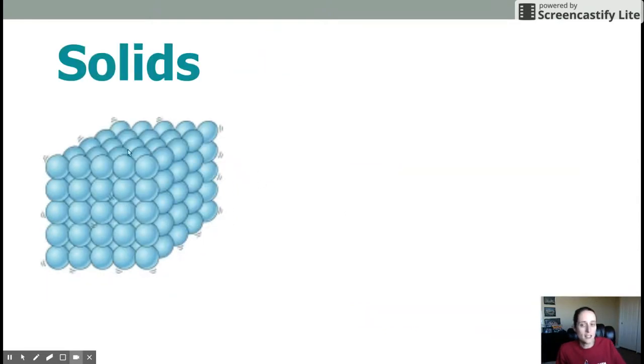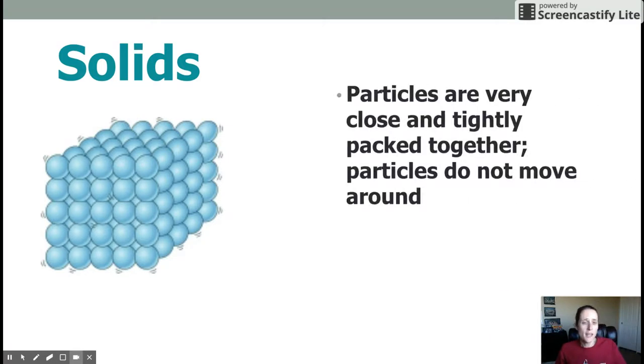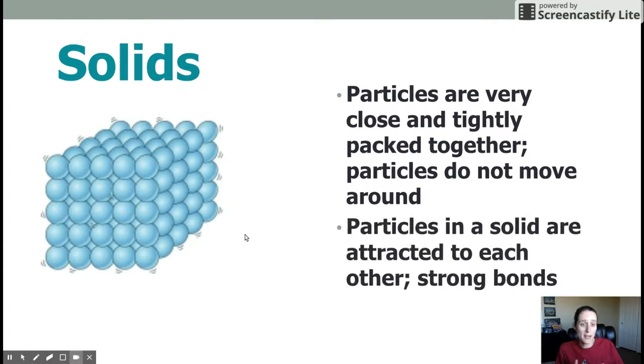And then you have solids. And if you look at this image right here, you'll notice that in a solid, those particles are definitely lined up. Okay, they are very, very close together, and they more vibrate versus trying to get past each other. So they're tight packed. They don't move around very much, but they vibrate. They have very strong bonds. For the most part, it's very hard to break most solids.